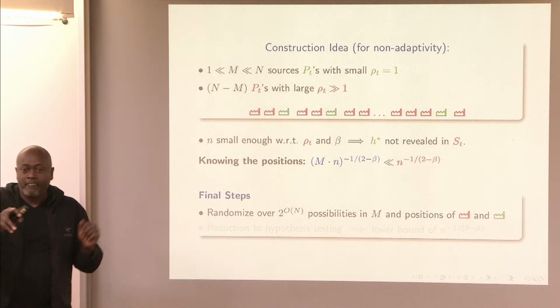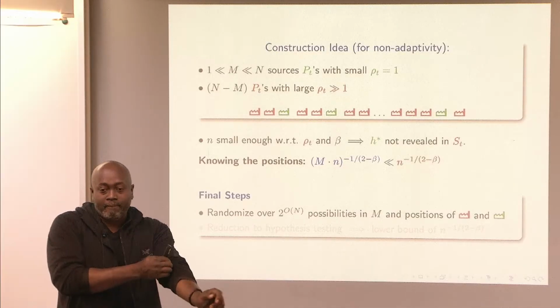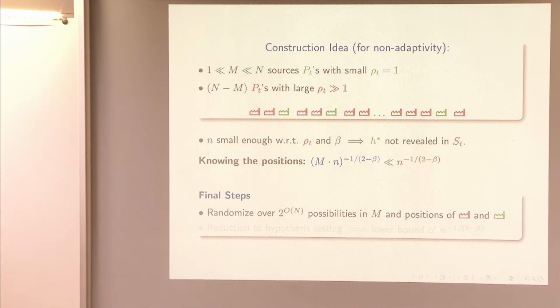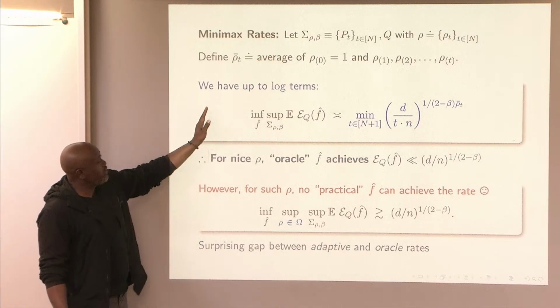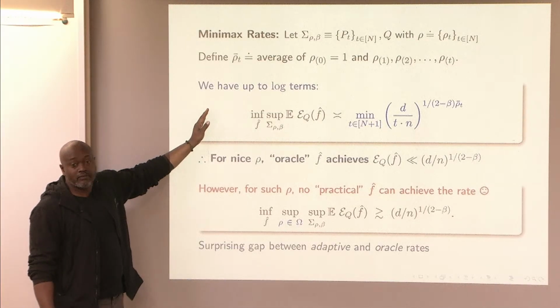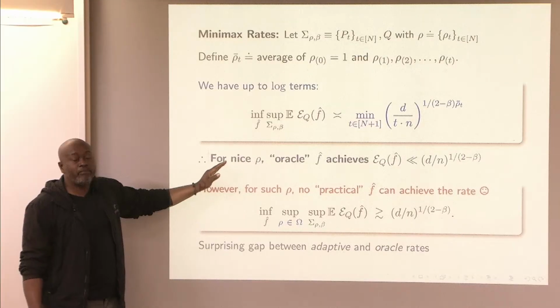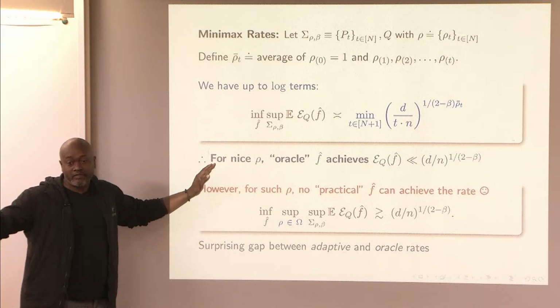Is that clear? Sorry, just to clarify, in the previous slide, I thought that you were doing a worst case over rho's, so you don't know the rho. So here, I know the rho's. And now, to understand a practical algorithm, the practical algorithm does not know the rho. So I have to randomize over all of that.